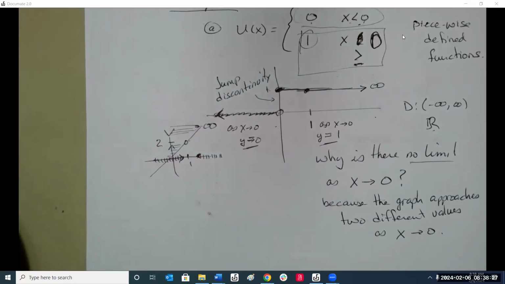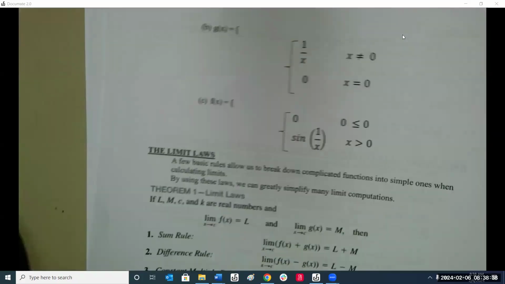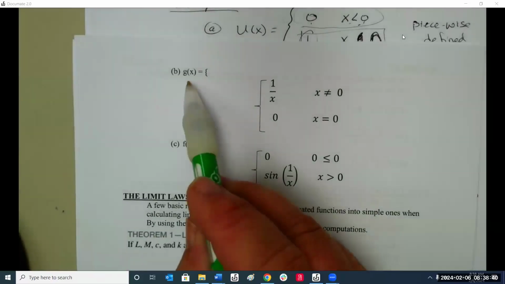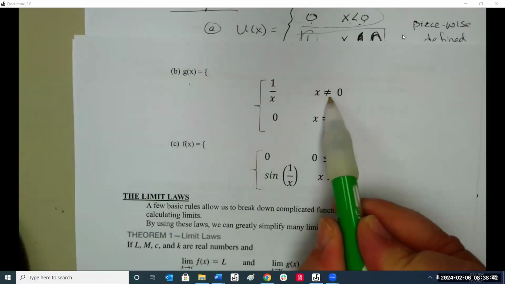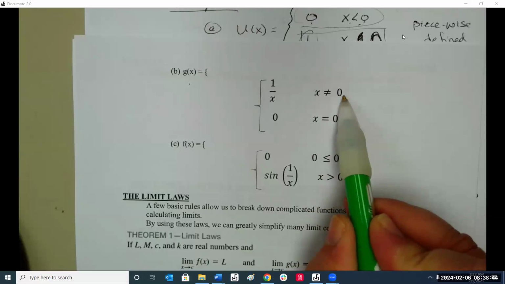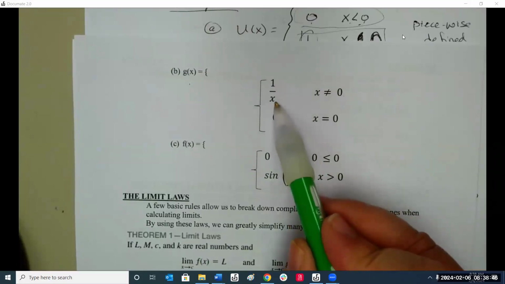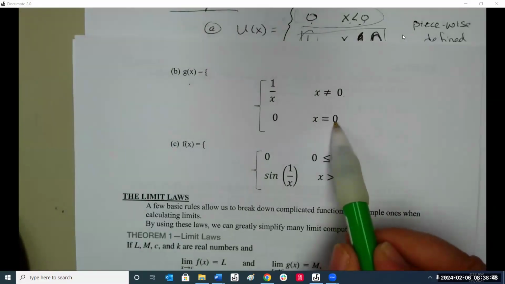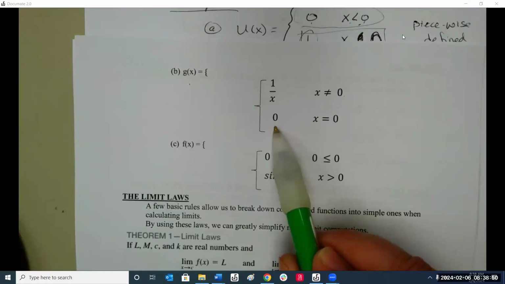Because that's one of our conditions. If you have a limit to exist, it has to approach from both directions. The second one, b, g of x. When x does not equal 0, the function is 1 over x. When x equals 0, the function is 0.